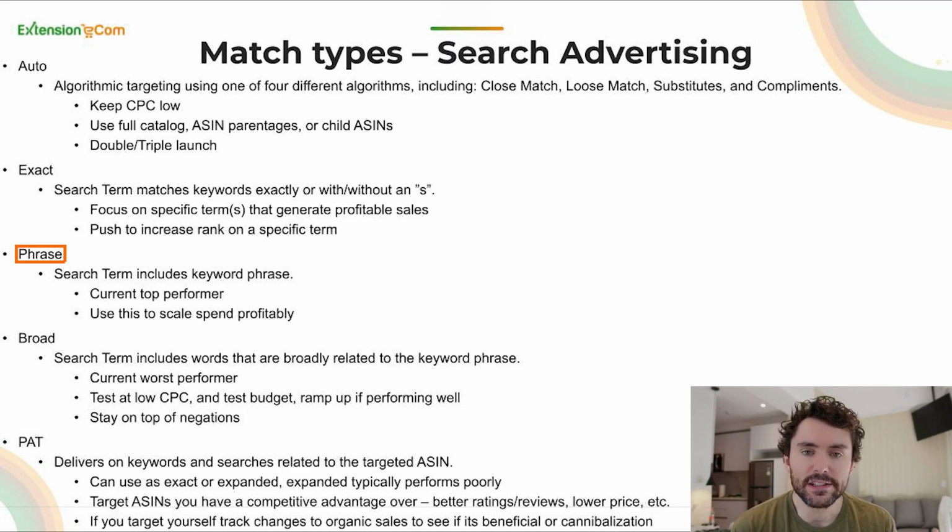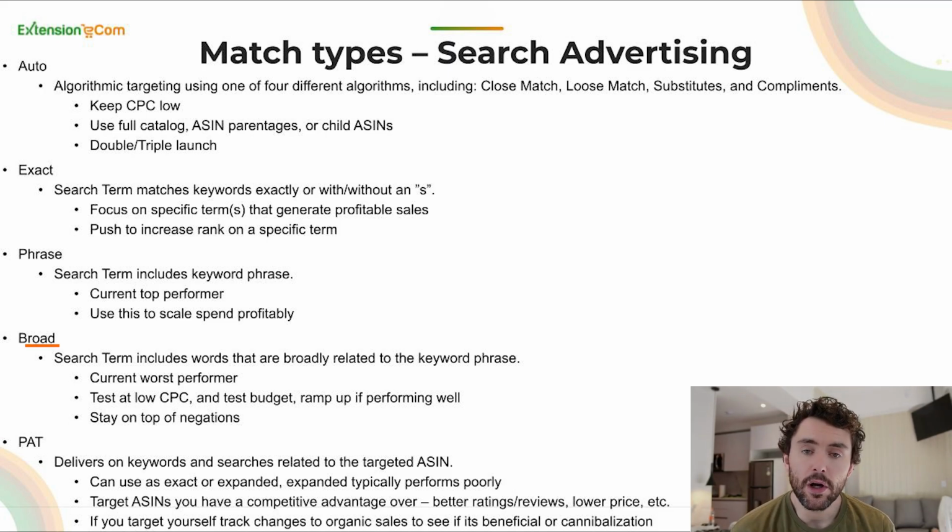Next up is going to be phrase match, and you're going to use search terms, and those search terms will include the keyword phrase. So going back to pet bed, it could be large pet bed, it could be small pet bed, it could be blue pet bed, it could be pet bed for dog, right? So it will be anything with the phrase pet bed within it. This is currently a top performing match type because it's kind of the in between from broad to exact, where you can go after specific terms, but you can also capture all the weird variations that humans will inevitably search that you just can't identify, and you just can't appear on all of them through an exact match. So you should use this to scale your spend profitably and capture all of the low hanging fruit.